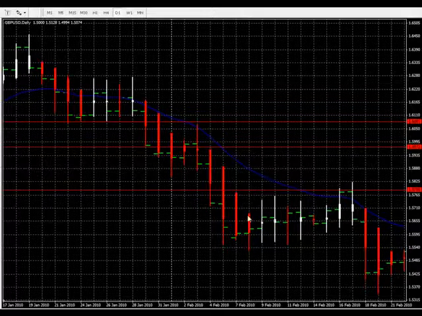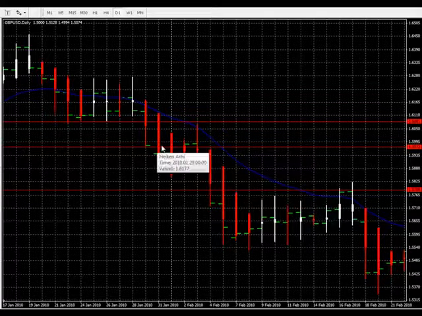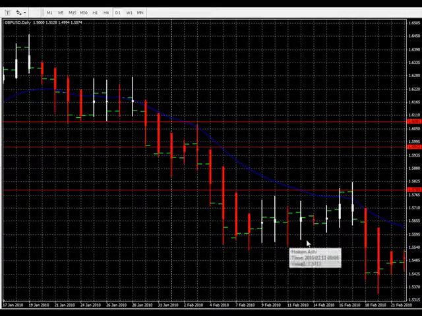Which exit strategy you use is up to you. My suggestion is you use the take profit level as you're learning the system, and then move on to a trailing stop style of exit point as you learn more about the system and get more comfortable with it.